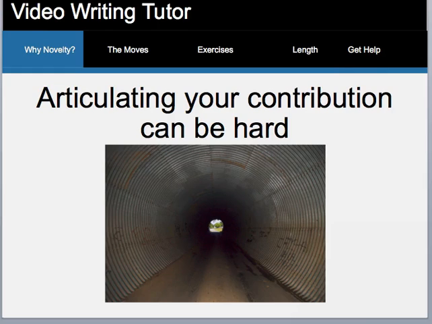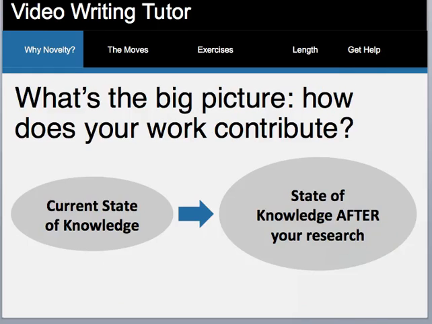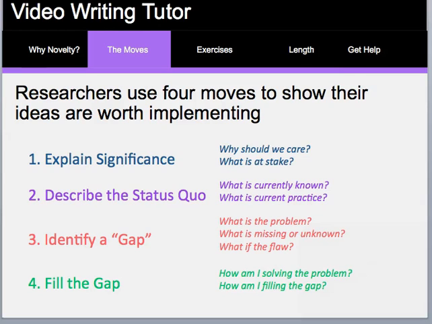So this is what this video today is going to be talking about, helping you articulate what the big picture is, how your work contributes to it, and how the state of knowledge is broadened and bigger after your research has been added. So this is the crux of our workshop, these 4 novelty moves. I'm going to go over these and then look at how they play out in a few examples. Researchers in almost all fields, sciences and humanities, actually use these 4 moves in their introduction in some way to make the case for their research and explain why they're doing what they're doing.